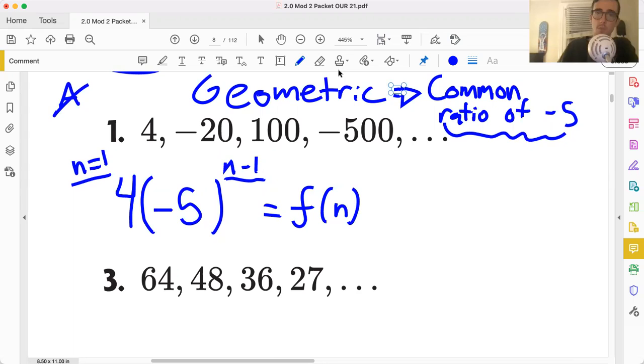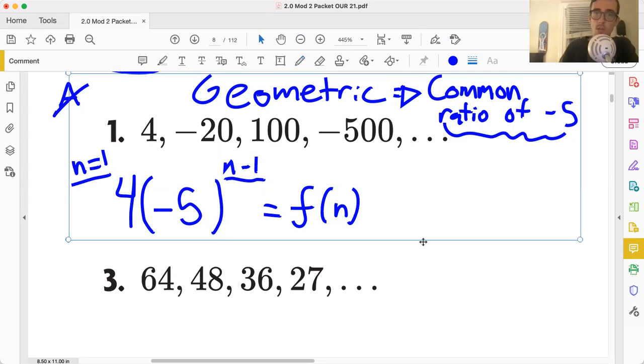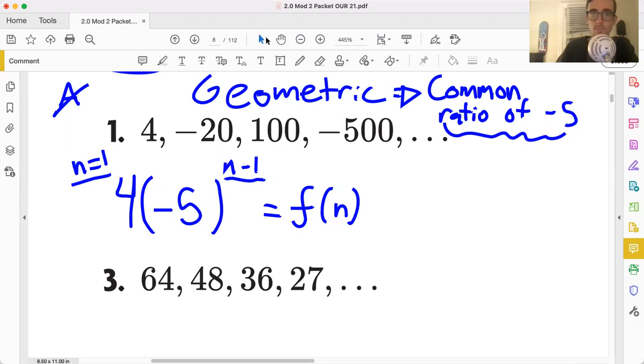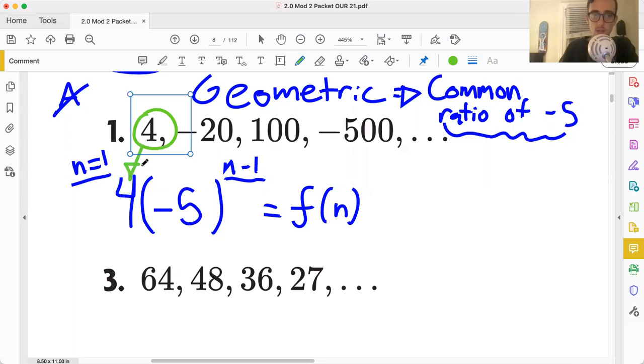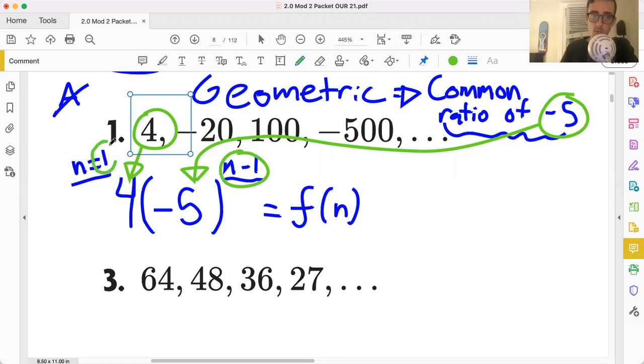So let me do a little play-by-play again on what went where. We started with this 4. We said that it went there. Our common ratio of -5, again, ratio, because we keep multiplying over and over, went there. And the reason we picked this exponent of n-1 is because this is the first term in the sequence. It's not the 0 term, so we've got to give respect to that.